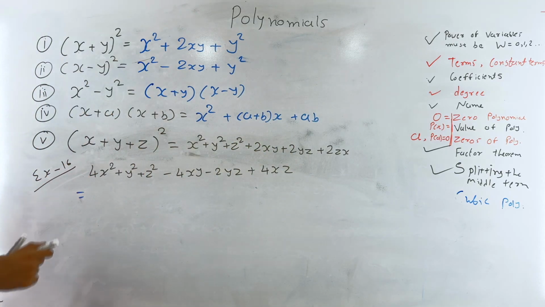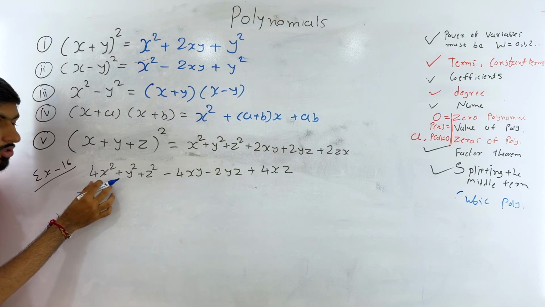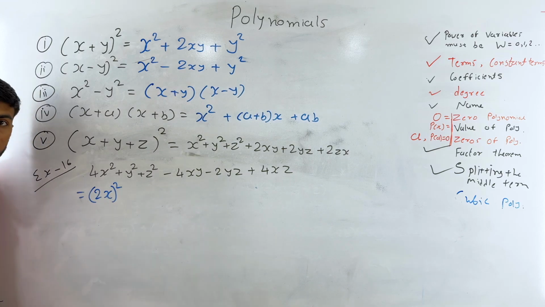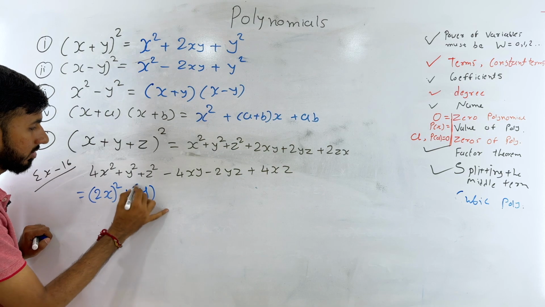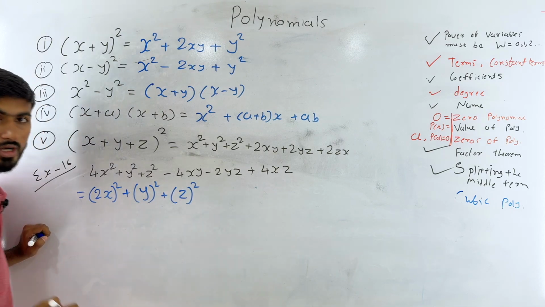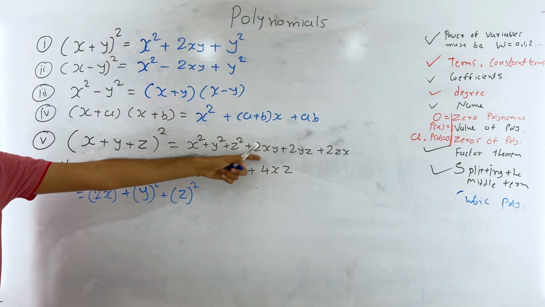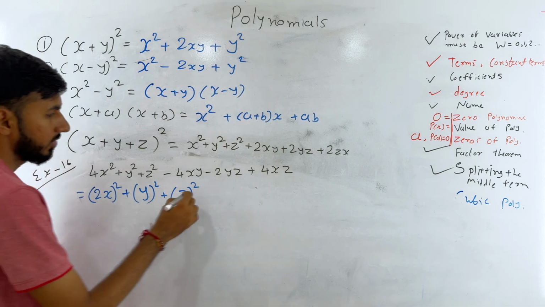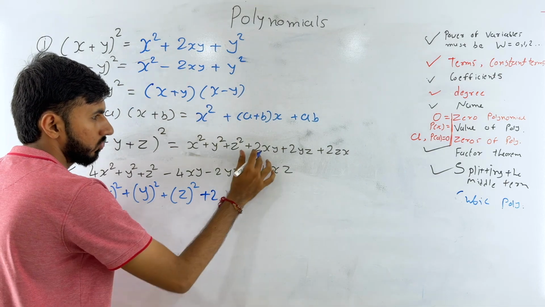So here I have 4x square, it is not whole square of first term, so to make it look like whole square of first term, I can write it as 2x whole square. Very easy, right? Now I can write y square as y whole square, z square as z whole square. Now you can see we have minus 4xy, but in this identity I have plus 2xy, so I have to write plus sign here. Now 2 as it is.